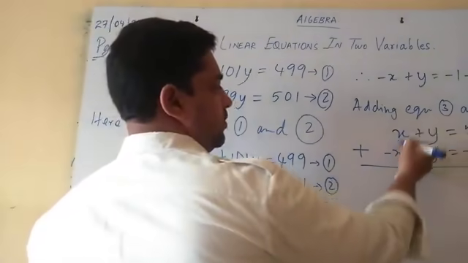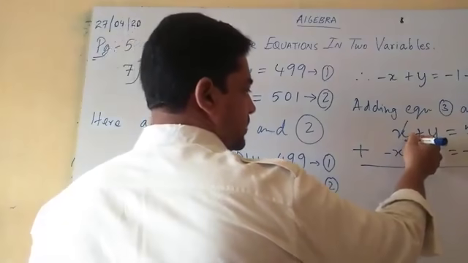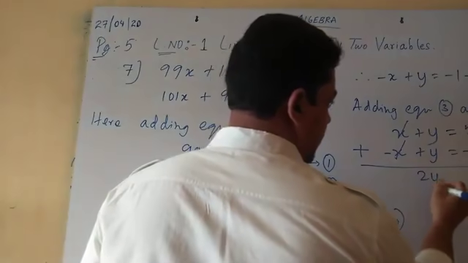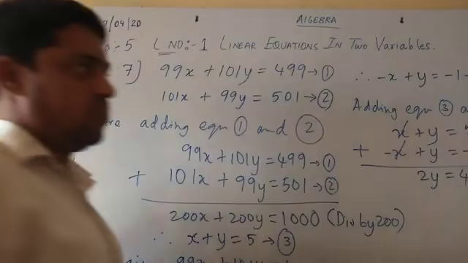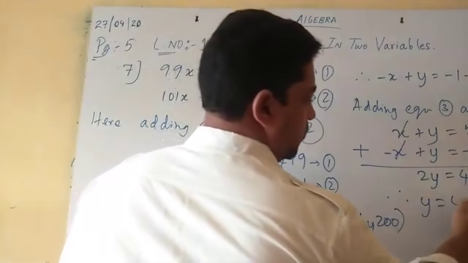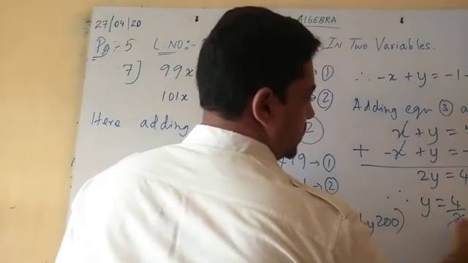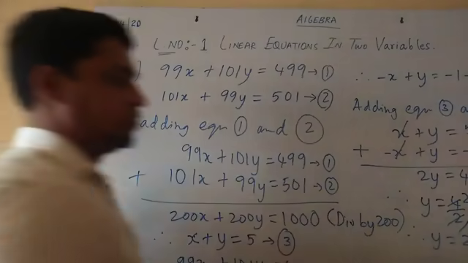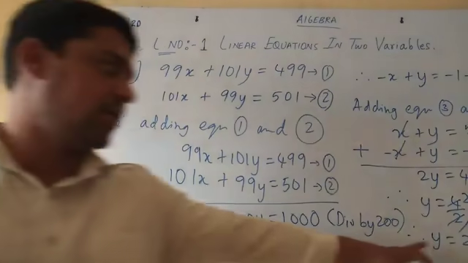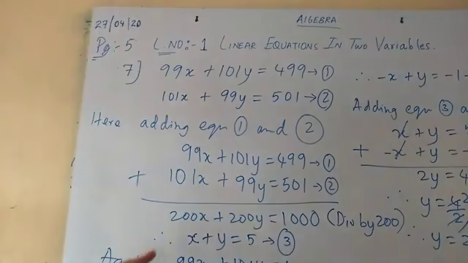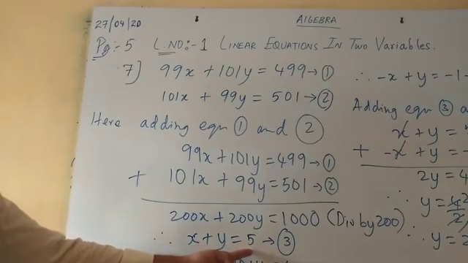Plus x minus x gets cancelled. So here I get y plus y, 2y is equal to 4. 5 minus 1 is 4. Therefore, y is equal to 4 upon 2. 2 ones are 2, 2 twos are 4. Therefore, y is equal to 2. Correct? We have got the value of one variable, that is y. I'll substitute this. It's very easy now. If y is 2, then x will be 3 because the constant is 5.